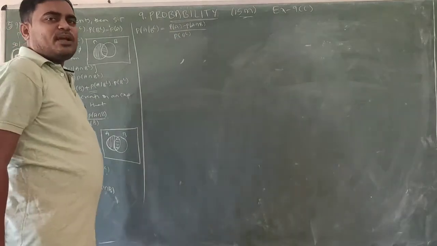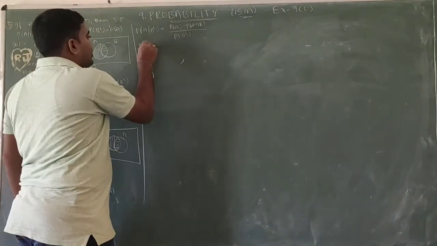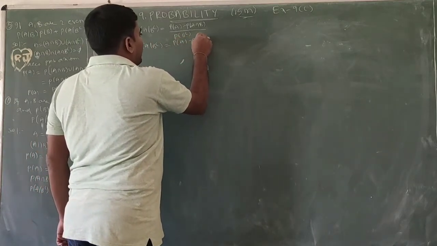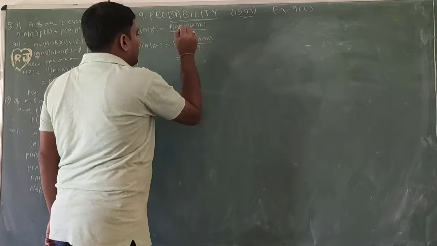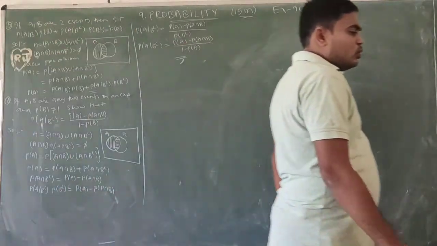So what is the probability of B complement? 1 minus P of B. So P of A given B complement equals P of A minus P of A intersection B by 1 minus P of B. So this is the required solution. Okay, next question.